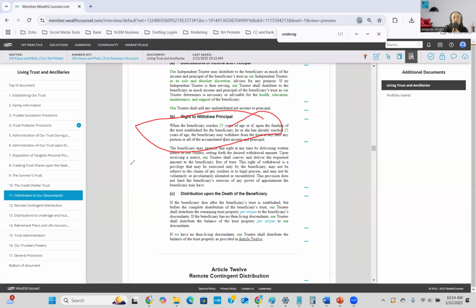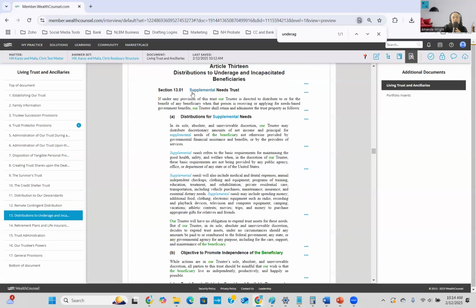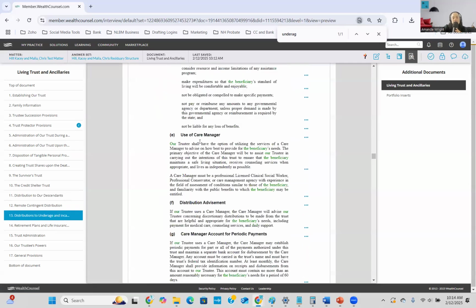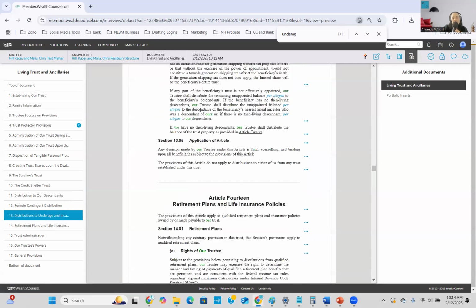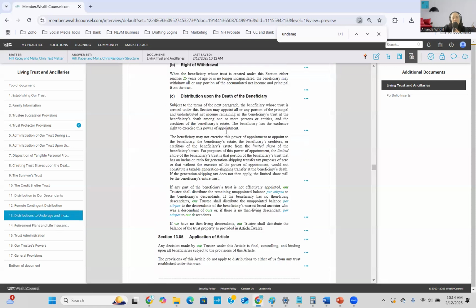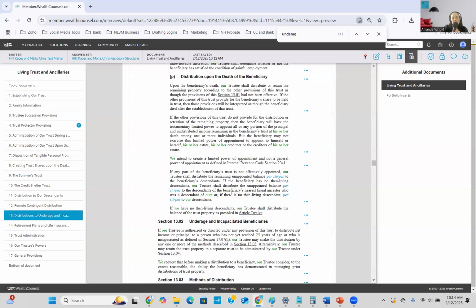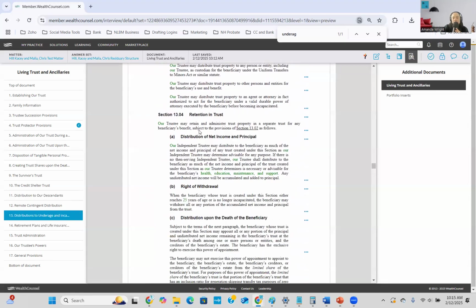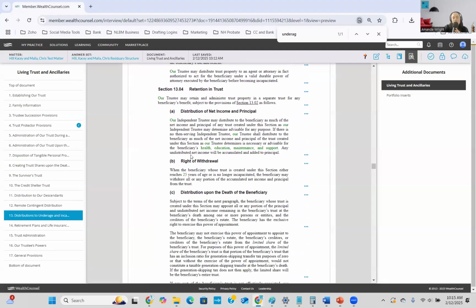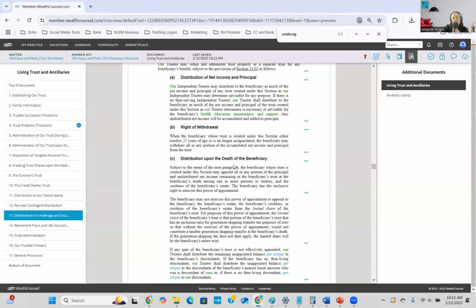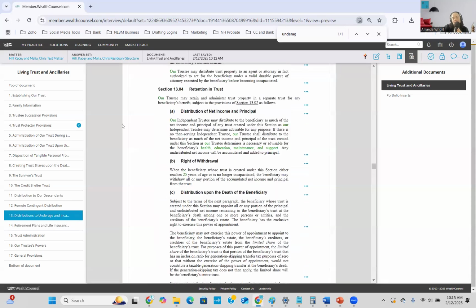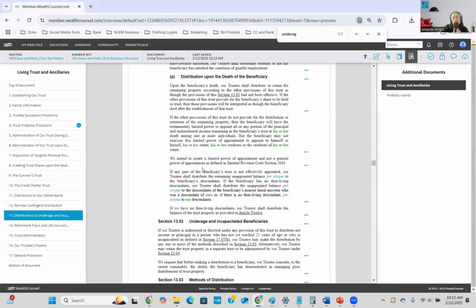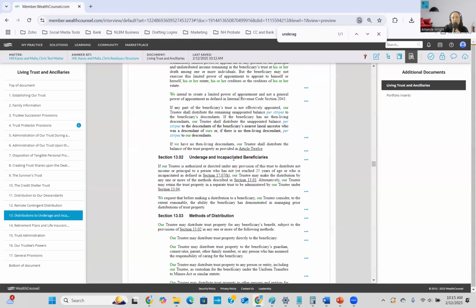So again, instead of going down to Article 13, which is still there, we've designed what the trust looks like. If we go down, this is the backup supplemental needs trust, and then we head all the way down to incapacitated and underage beneficiaries here. I think it should still be here. There it is, section 3.02. That's all about retention in trust, and it says similar right to withdraw language. It's still the backup provision, because remember, this could also apply to incapacitated beneficiaries.